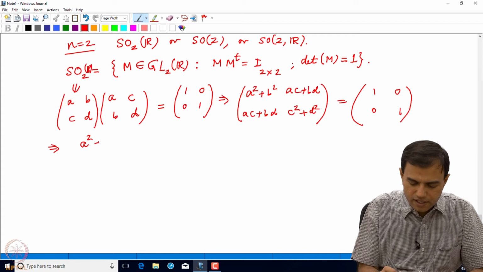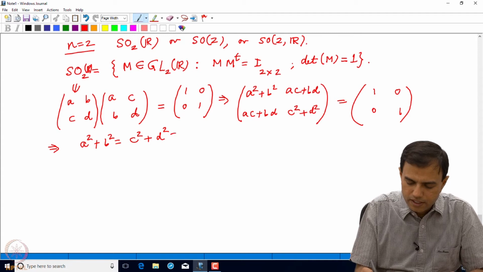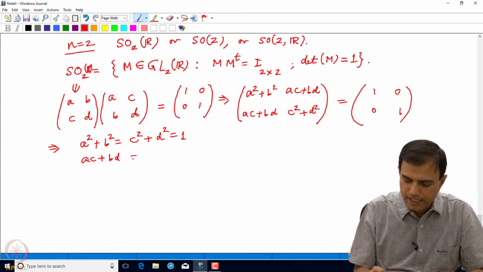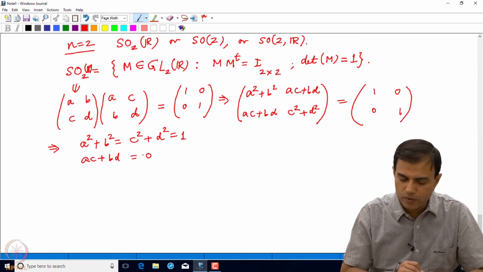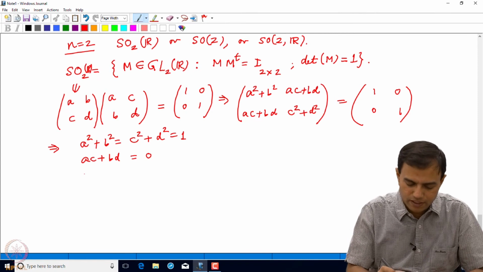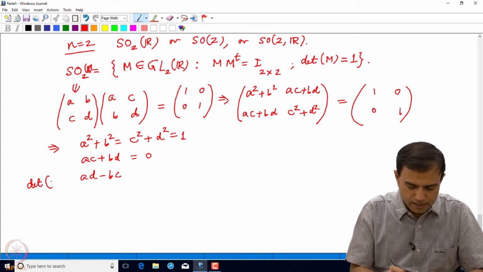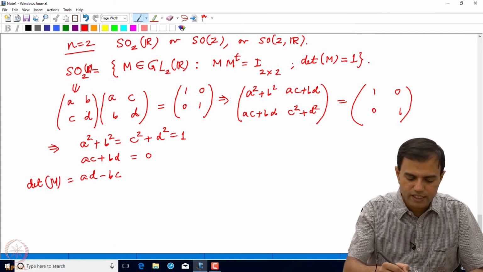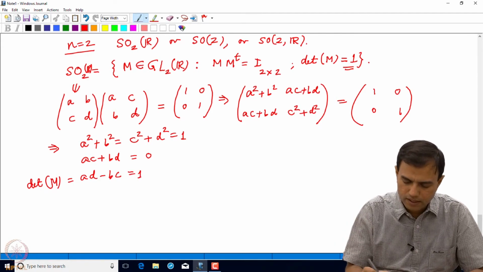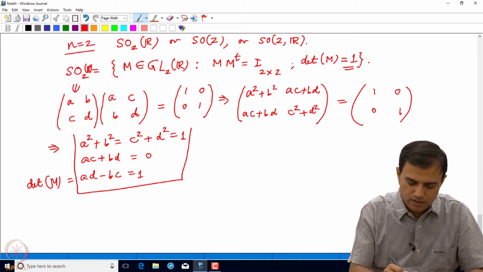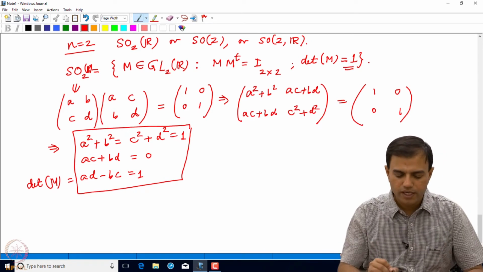So the conditions are A square plus B square equals C square plus D square equals 1, and AC plus BD is 0. There is one more quantity, which is AD minus BC, which is the determinant of this matrix, and that is 1. So this is the condition for A, B, C, D.